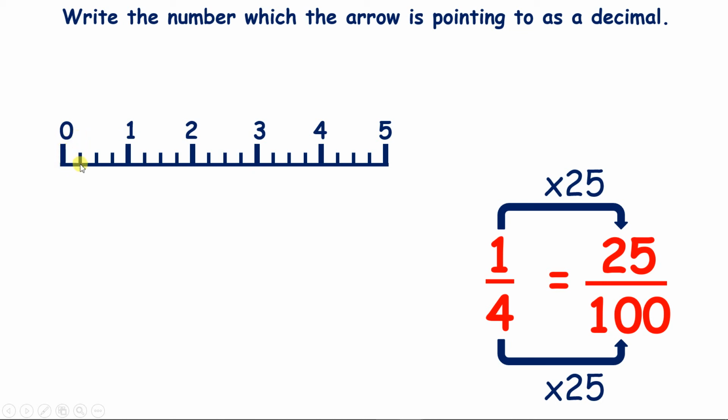We have 0.25, 0.5, 0.75, 1, 1.25, 1.5, 1.75, 2, 2.25, 2.5, 2.75, 3, 3.25, 3.5, 3.75, 4, 4.25, 4.5, 4.75, 5.